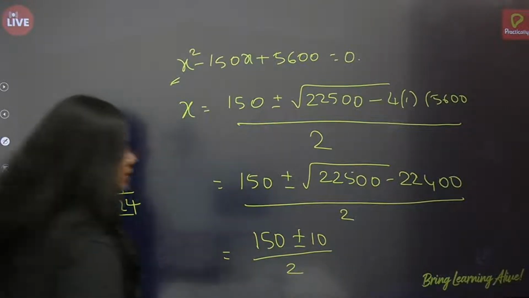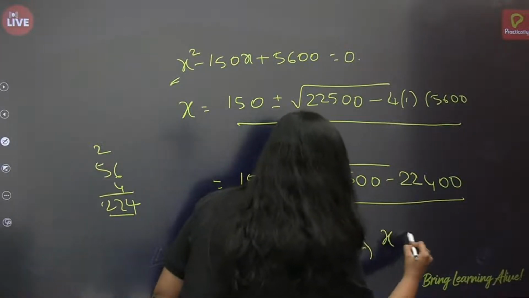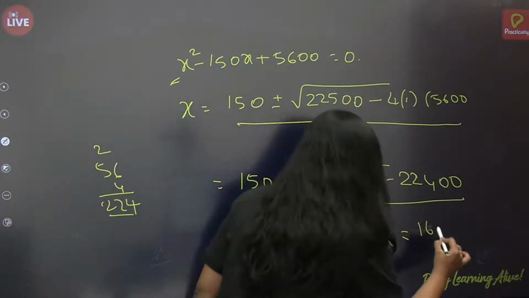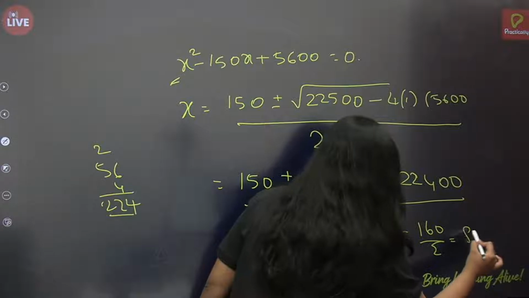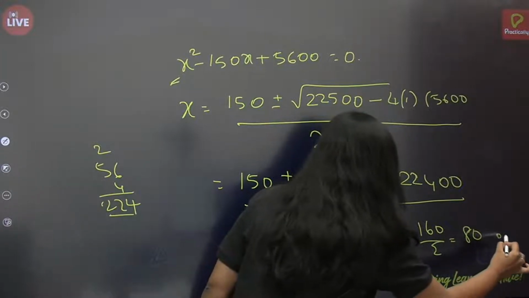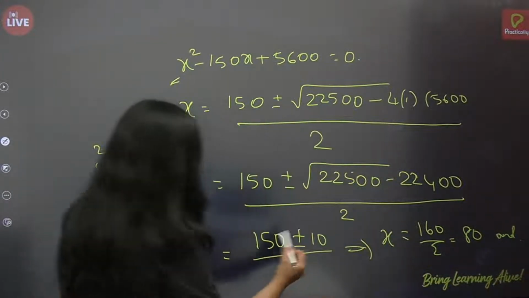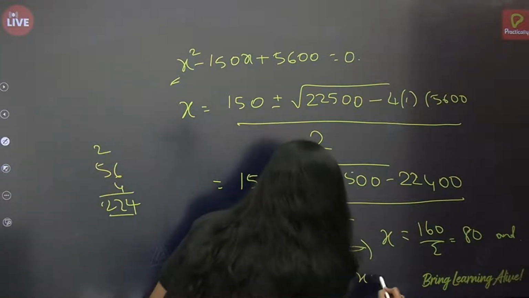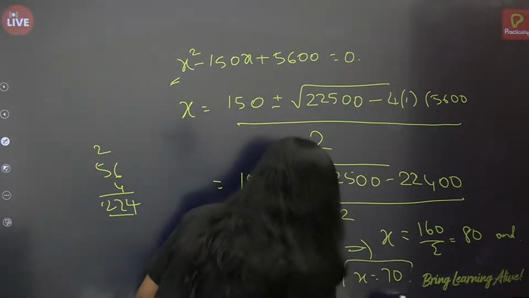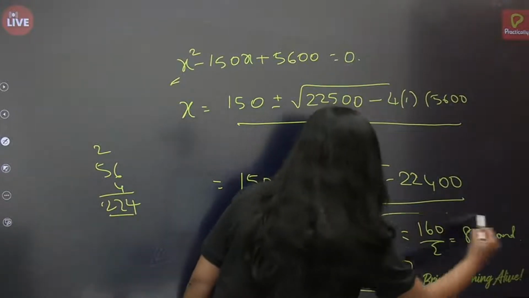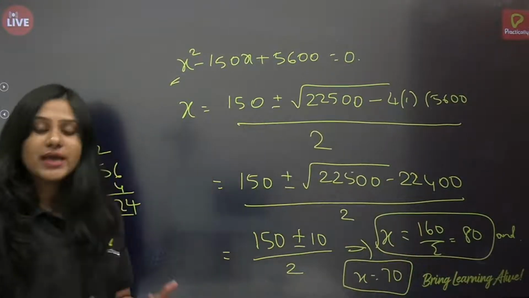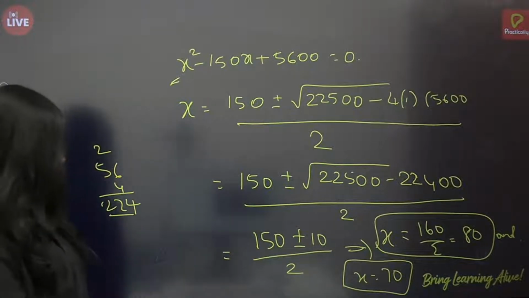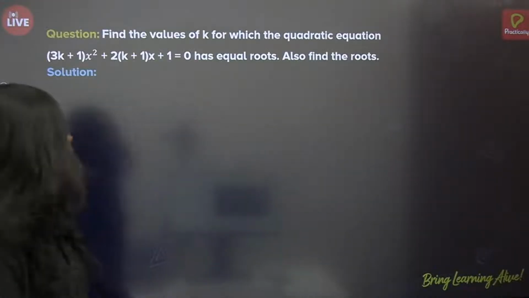So what does this imply? The value of x is equal to 150 plus 10, 160 by 2. That is 80. And 150 minus 10 by 2, 140 by 2, that is 70. So the prices for punctuality and obedience is, one is 80 and the other one is 70. Okay. I hope it is clear. Let's go to the next one.